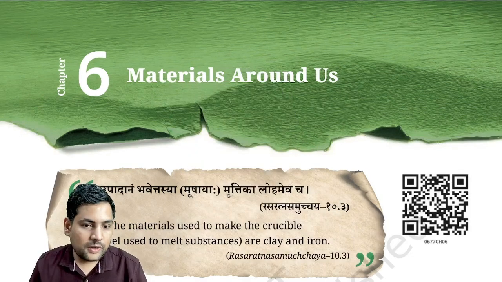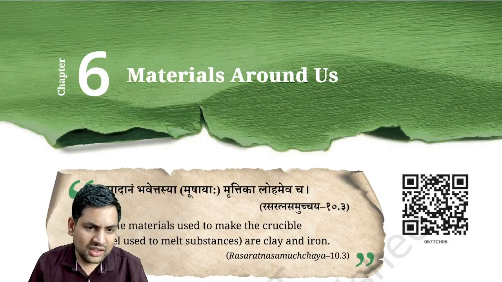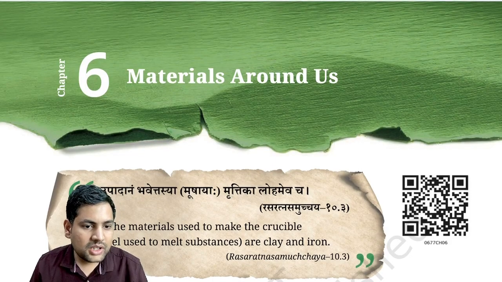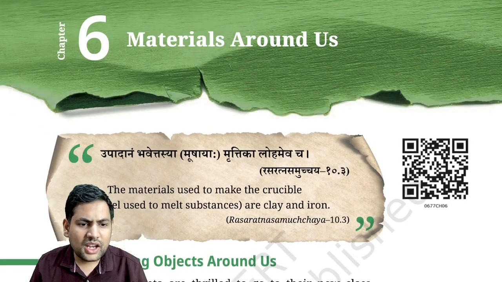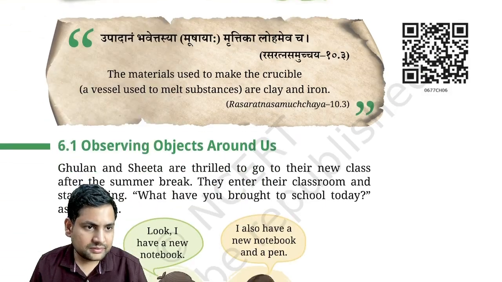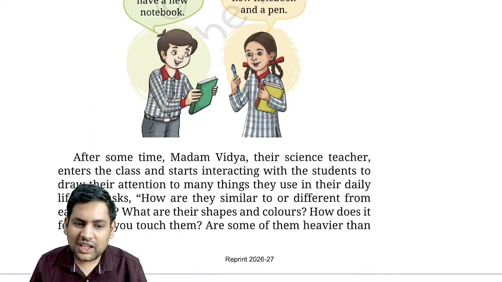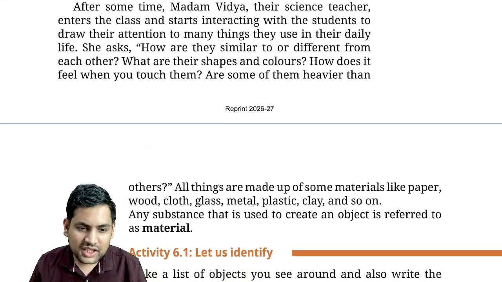Today we'll be doing NCERT class 6th chapter 6, that is Materials Around Us. The chapter is fairly simple. It talks about the materials that are used to make a crucible. All this is given. Basically, it is telling you to observe things around you.